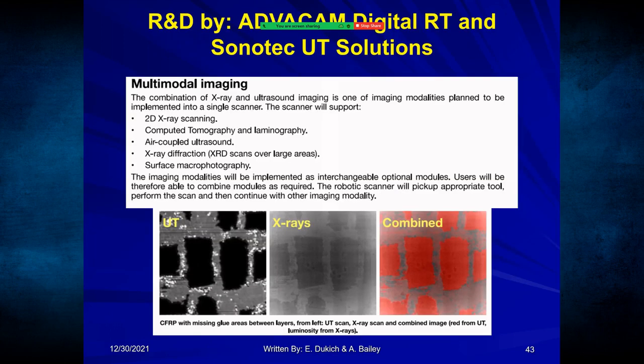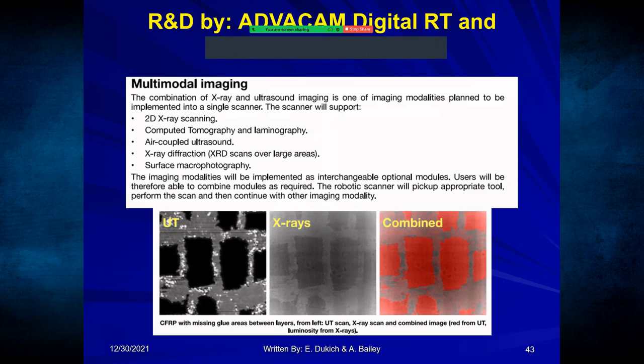So now this one company called Avacam Digital RT Services and Sonotech, they have combined their technology for computed radiography as well as ultrasonics. And they said, well, why don't we take a UT image and an RT image and combine them together to make an overall image. So they said we can get the best of both technologies by combining the technology together. So they've made a technique where they can do both of those using a robot at the same time.